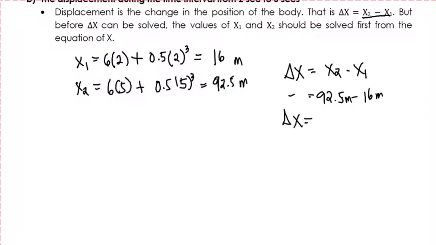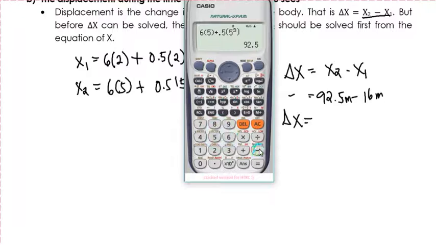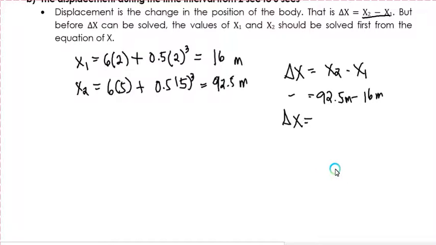So 92.5 minus 16 meters is equal to, using the calculator, we can solve this. Minus 16. So the answer will be equal to 76.5 meters. Okay, so this is the displacement during the time interval of 2 seconds to 5 seconds.